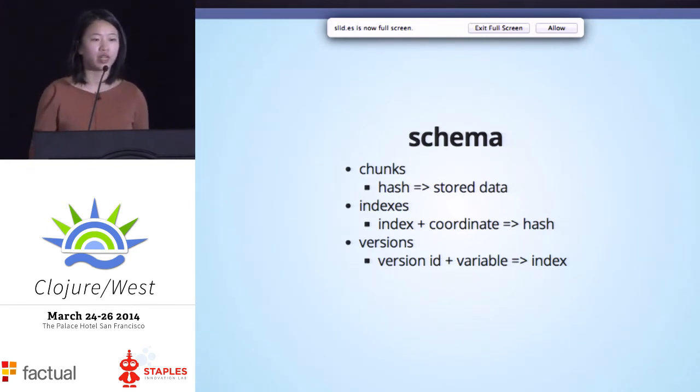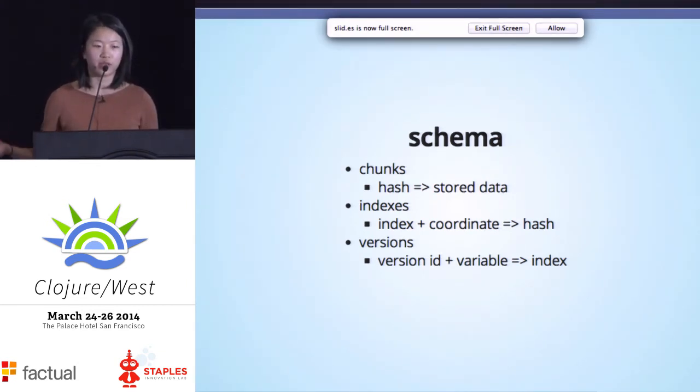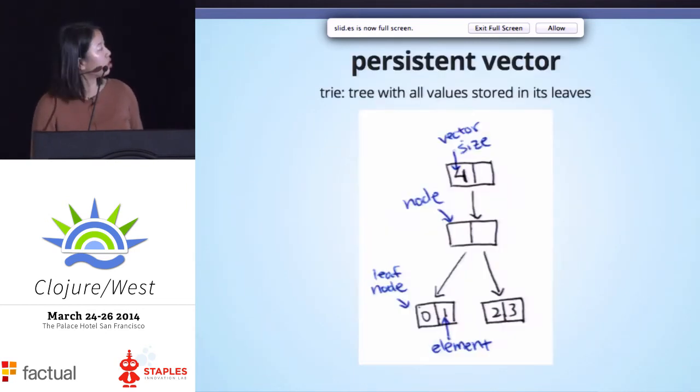And so the general schema is we have several one-to-one mappings. We have chunks, which map hashes to the binary data. We have an index that will match an index and a coordinate to some hash. And we have versions that get from one version ID and a variable to an index, because variables are different within data sets.